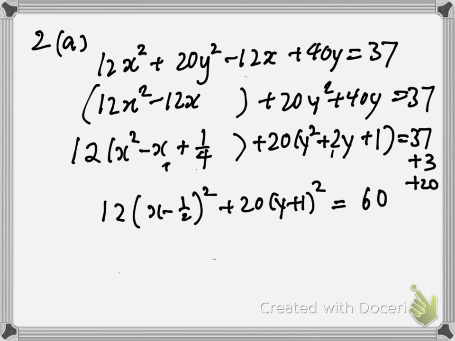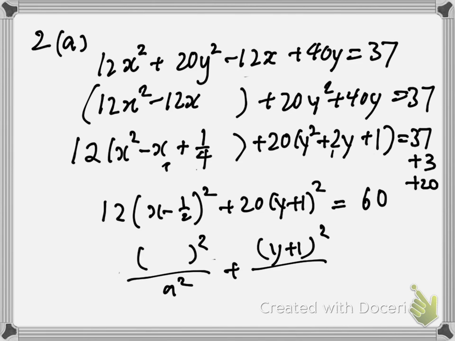So you have to manipulate this further so that it becomes this. And the way to achieve it is to divide 60 on both sides. Once you're able to write it in standard form, you should be able to list out the center, the vertices, the foci, and the eccentricities. And you should be able to recognize that this is either an ellipse, a parabola, or a hyperbola.